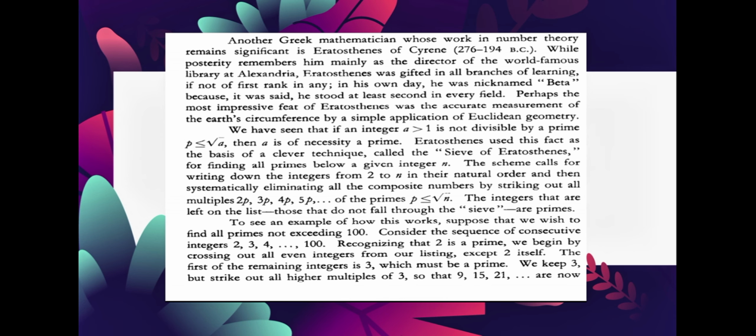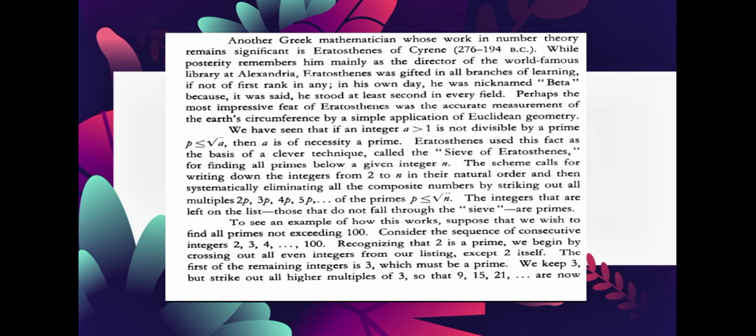Perhaps the most impressive feat of Eratosthenes was the accurate measurement of the Earth's circumference by a simple application of Euclidean geometry. We have seen that if an integer a > 1 is not divisible by a prime p ≤ √a, then a is of necessity a prime.